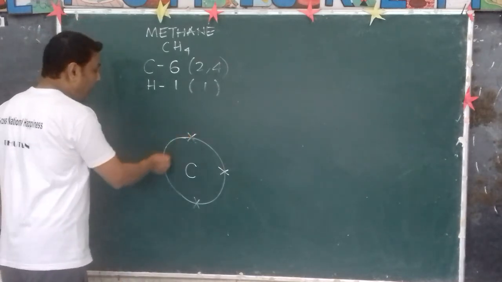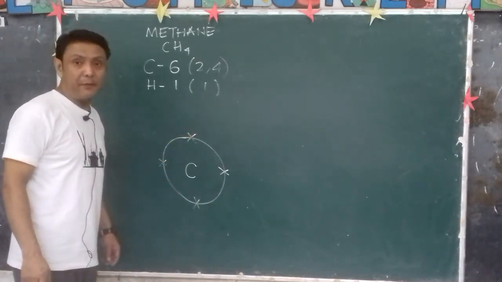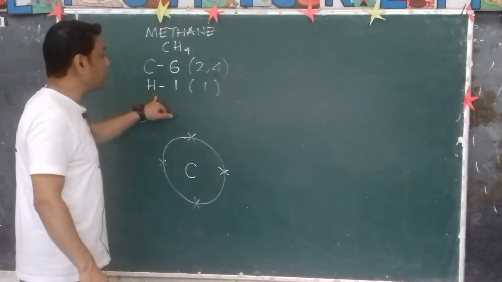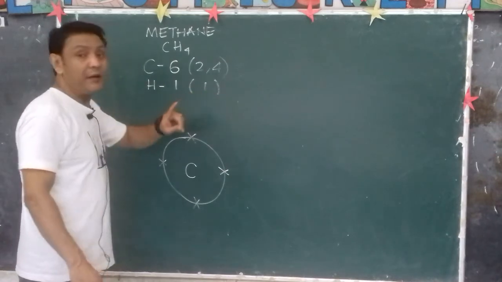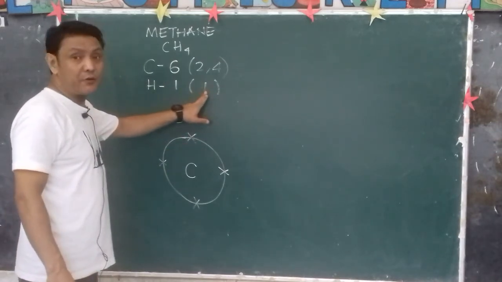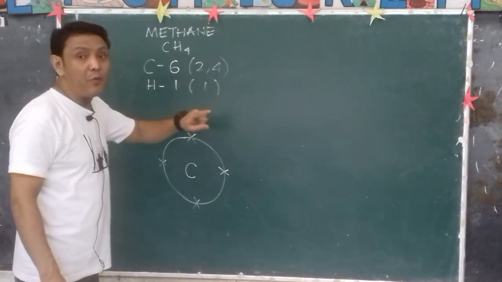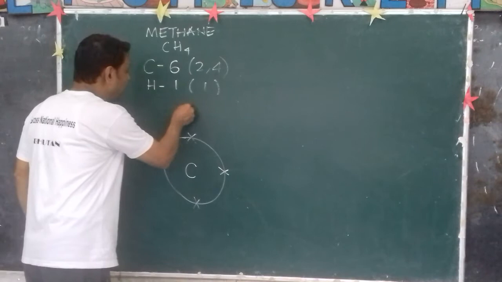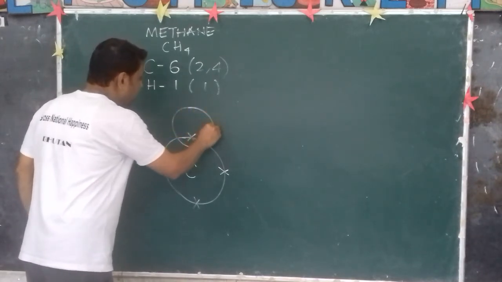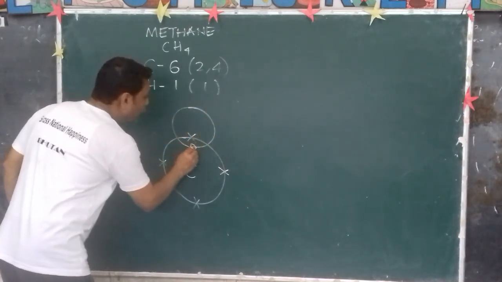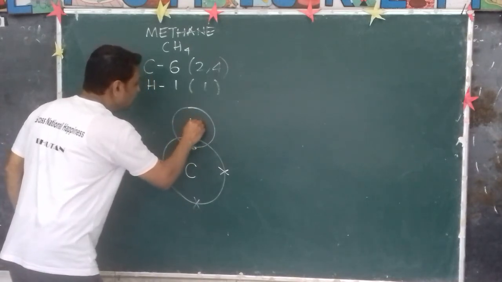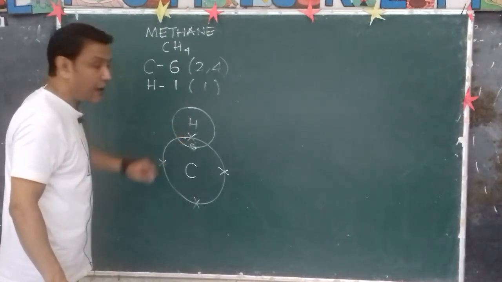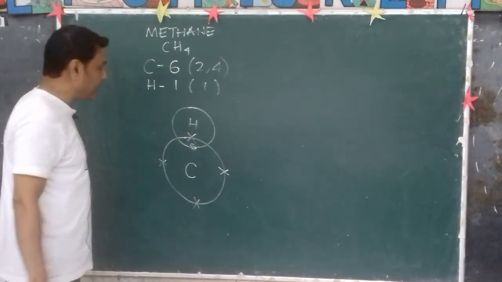So, how many electrons does carbon need to be stable? Carbon needs 4 electrons to be stable. But hydrogen, which has only 1 electron in the outermost or the first shell, needs one more electron to have a stable electronic configuration. So one atom of hydrogen will come and share its only electron with the carbon atom. So hydrogen will have 2 electrons in the outermost shell. So it is satisfied by sharing.